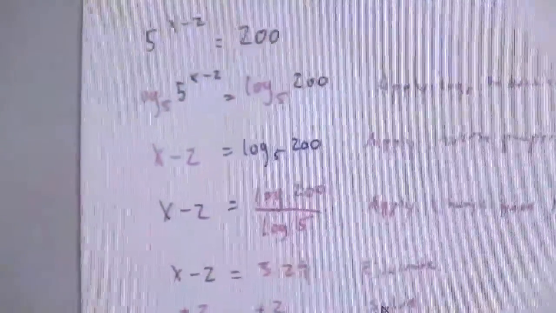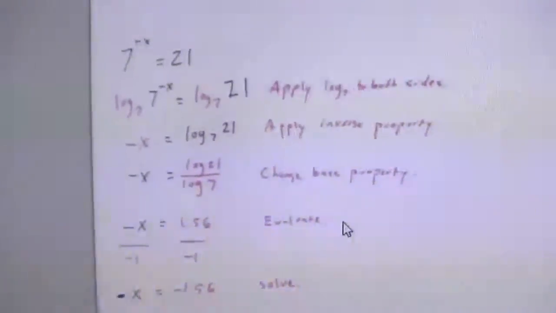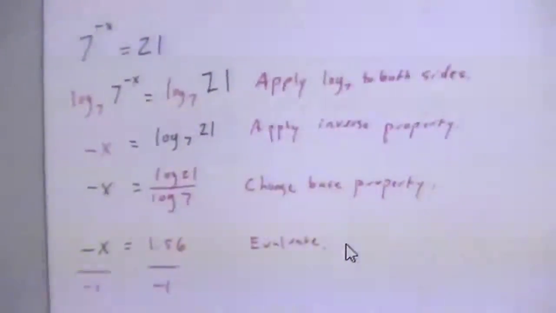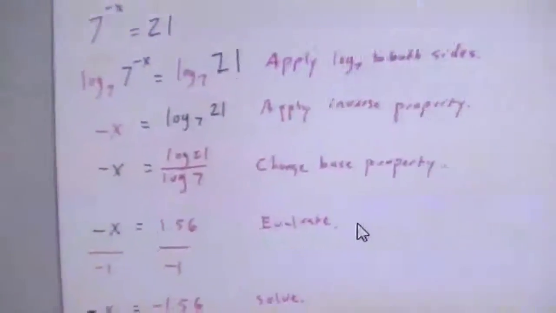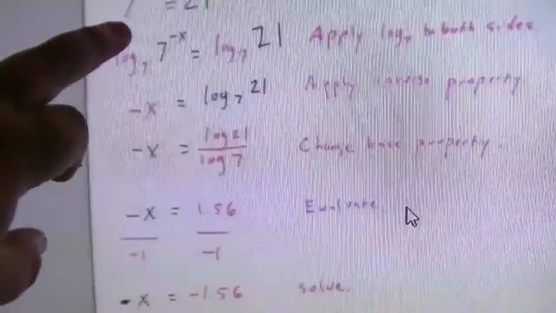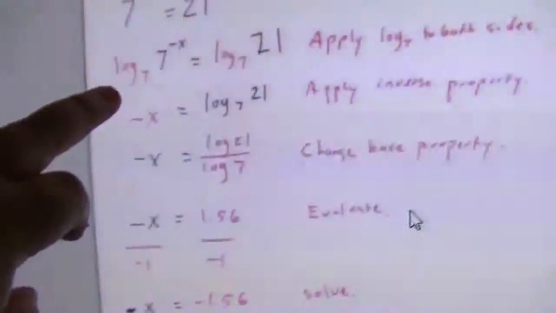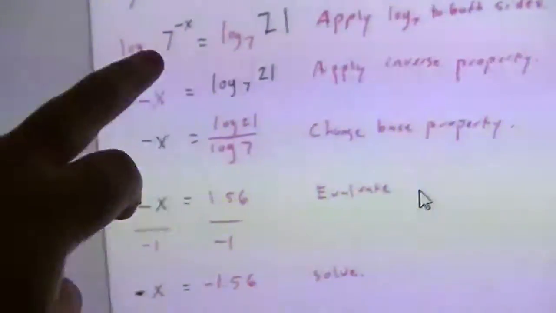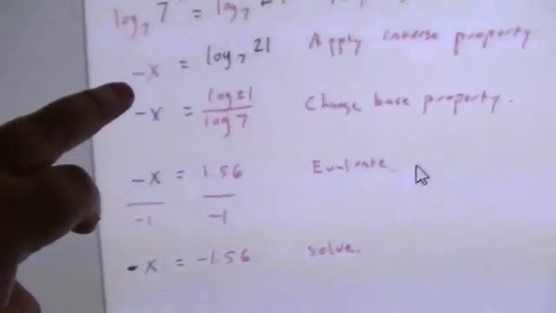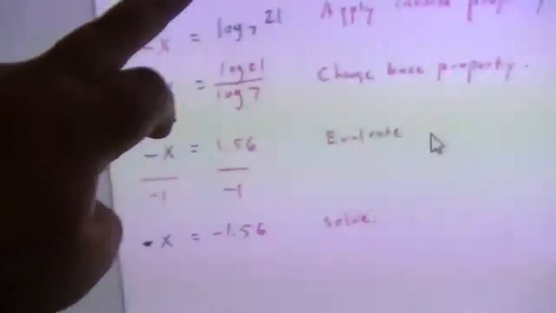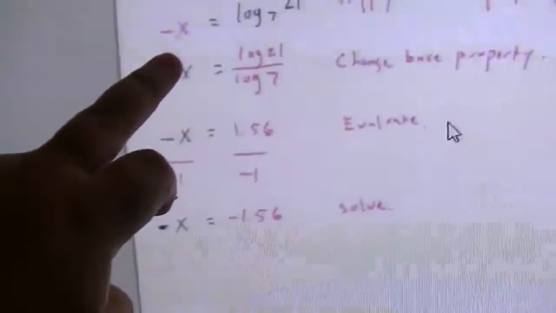I'm going to go ahead and go to the next screen. And it's very similar once again. We have 7 raised to the power negative x is equal to 21. So we're going to get the lowest base, which is 7, and we're going to apply the log of base 7 to both sides, as you can see. With that in mind, on the next step, you can use the inverse property here to bring down the negative x.